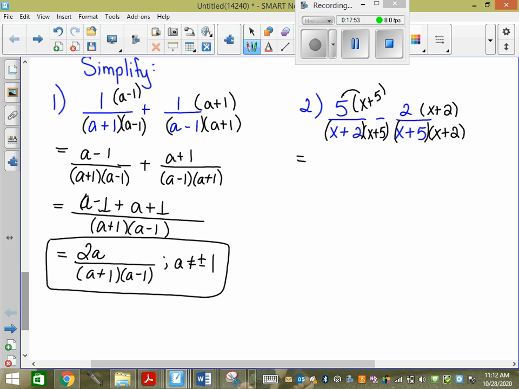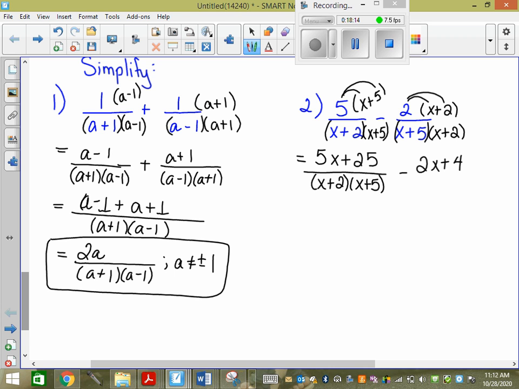So I'm going to get 5x plus 25 over x plus 2, x plus 5, minus 2x plus 2, so 2x plus 4. Yep, I was going to distribute it from my already. 2x plus 4, okay, over x plus 2, x plus 5.